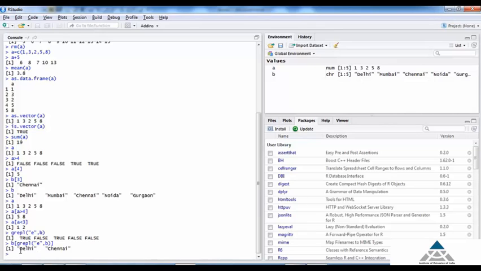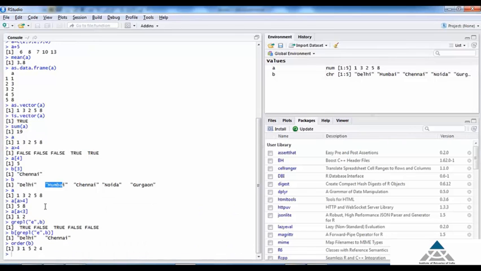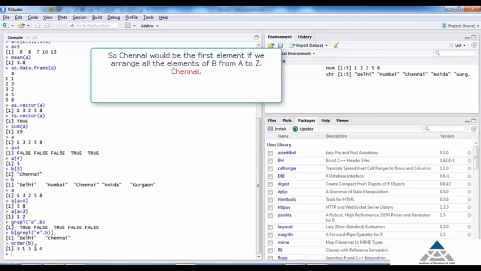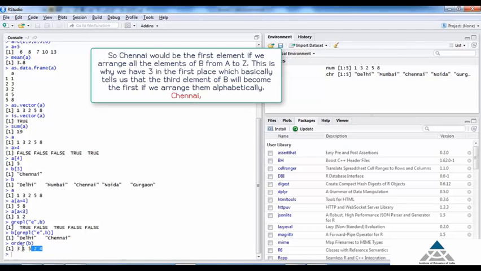The next function we look at helps us to sort the elements in a vector. For that, we write order and then we write B. The output has been given to us in numbers. These numbers are arranged alphabetically. So Chennai would be the first element if we arrange all the elements of B from A to Z. This is why we have 3 in the first place, which basically tells us that the third element of B will become first if we arrange them alphabetically.